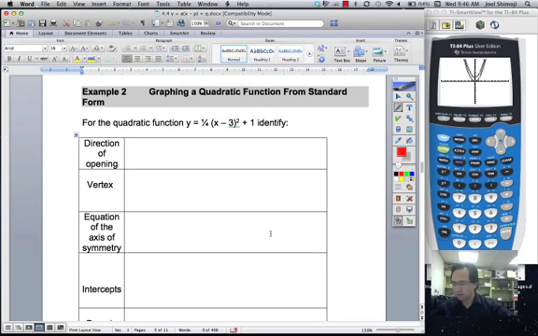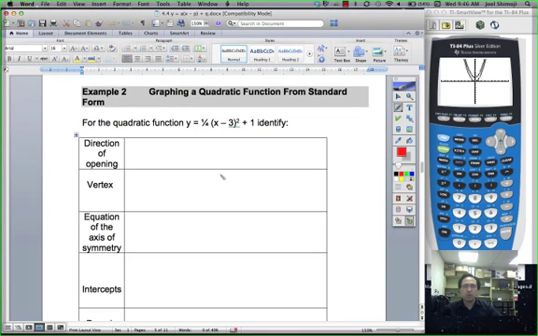Example 2, quadratic function from standard form. What information can you grab from this? Okay, so the first thing we're going to do here is take a look at our a value. In our a value here, we see that it's positive. There's +1/4, so we know that it's going to be opening upwards. The vertex we pull from here, so it's going to be at (3, 1). So we put that inside brackets. Equation of the axis of symmetry, that's simple. It's a vertical line, so you always set it through the x value of the vertex.